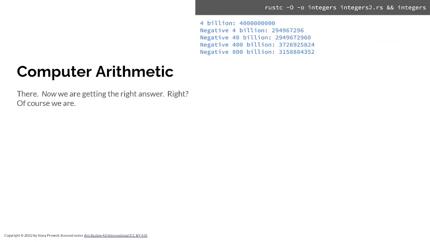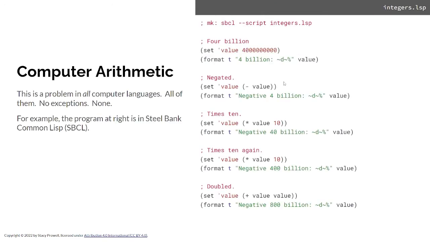And what we get is the quote-unquote correct answer that we expect to get. Exactly the same answer we got for C, with no complaints or discussion from the compiler or from the runtime system at all. Okay, there we go. And, like I said, this plagues all computer languages.